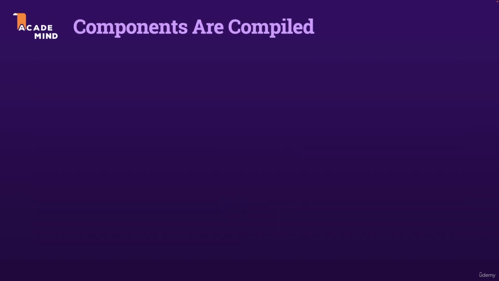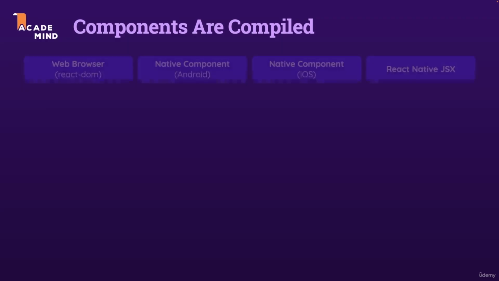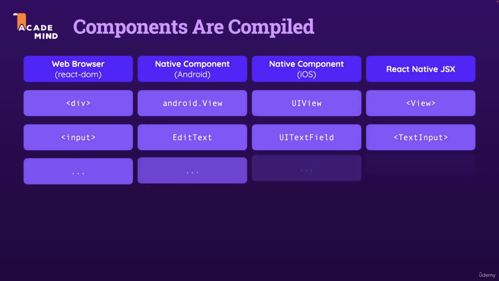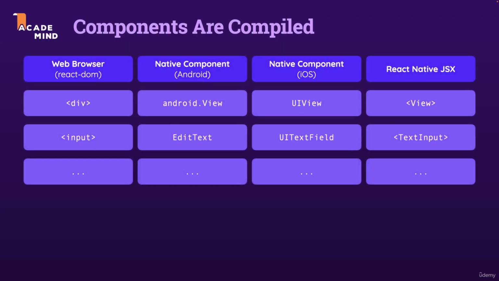So the components, the JSX elements you use, are compiled to native elements for the respective platforms. And to make this a bit easier to understand, take a look at this comparison table here. Here we got a bunch of elements as we would use them in the browser if we would be using React DOM, and then the equivalents for the native platforms, and then the components exposed by React Native to target those equivalents.